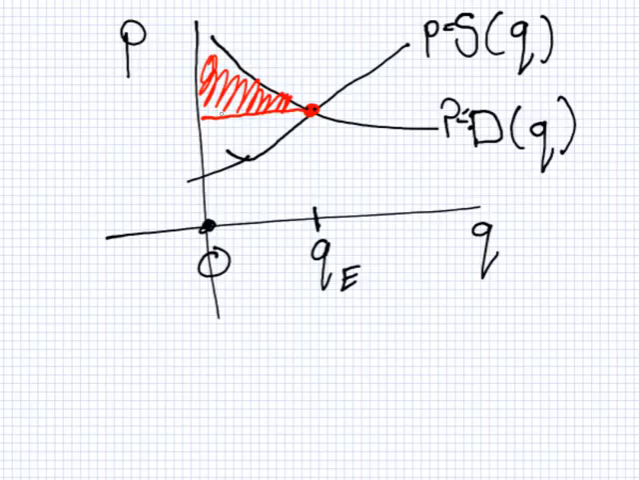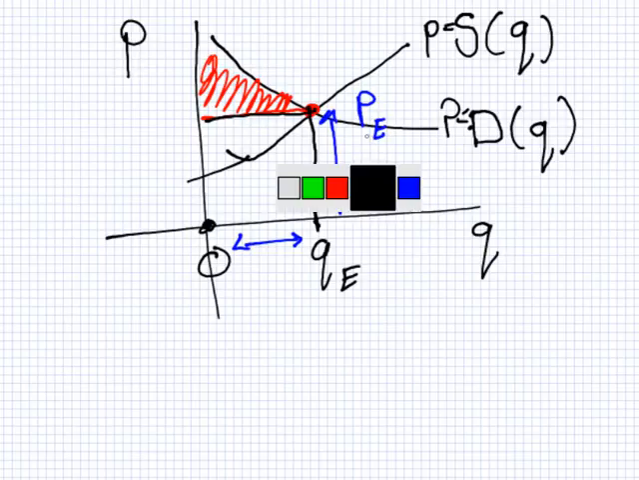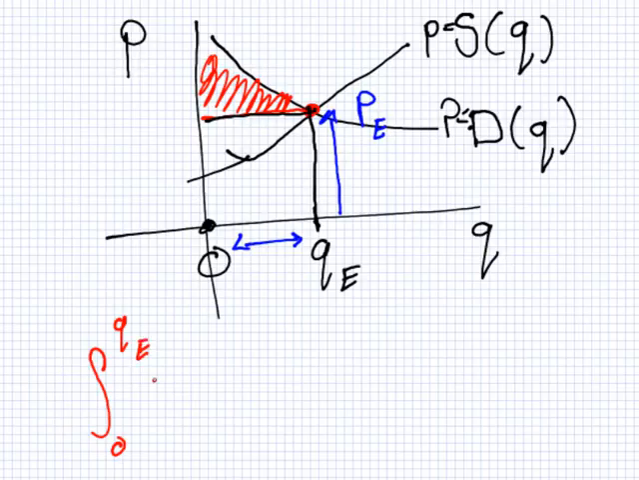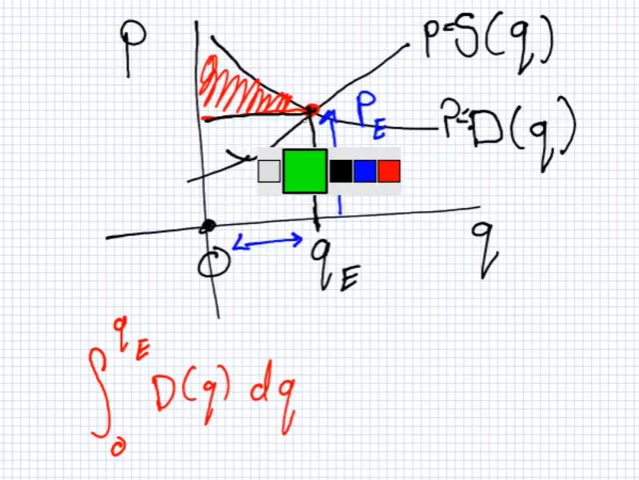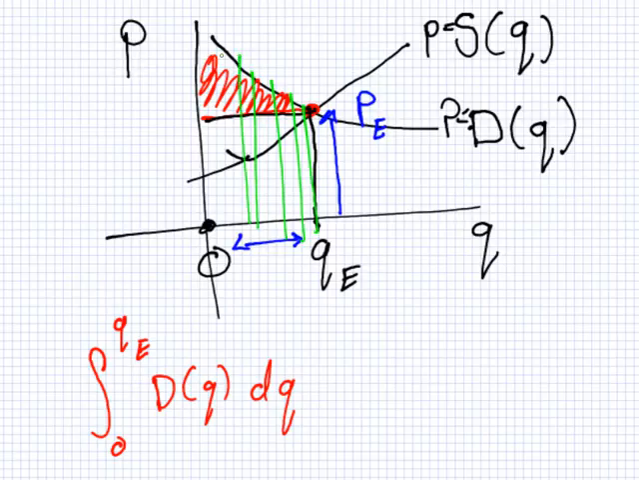Now, here you can imagine there's a rectangle. How big is the base? QE, and the height would be PE, the price at equilibrium. Right, so 0 to QE, supply or demand? Demand, integrated. What does this give me? Does this give me what I want? No, this gives me all the area under the curve. I don't want this piece here, do I? So I have to do a minus what? QE PE.